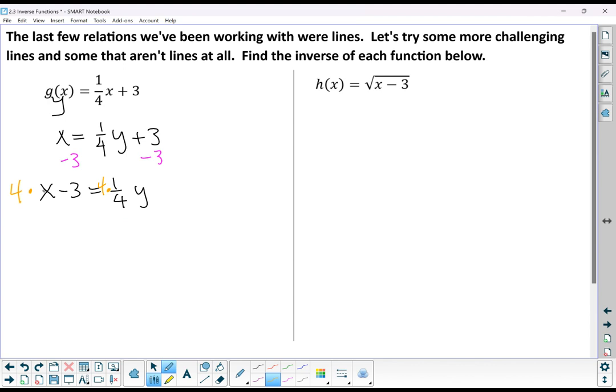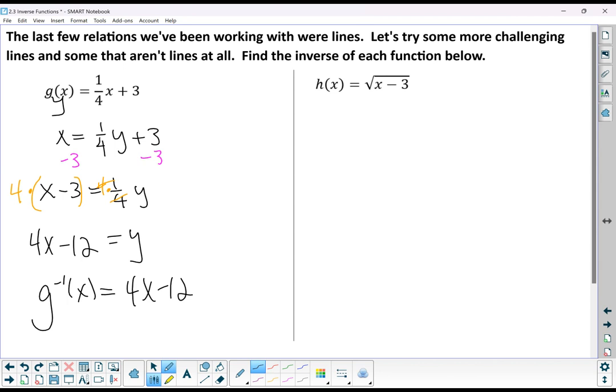When we're multiplying this binomial x minus 3 by 4, you probably want to put that in parentheses so that you don't forget that the 4 is also multiplying by the 3. And then on this side of the equation, the 4's cancel out and we're just left with the y. And so this is our inverse function. G inverse of x is equal to 4x minus 12.